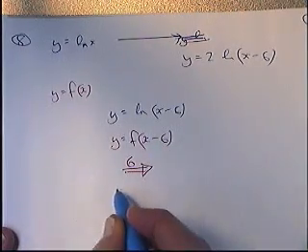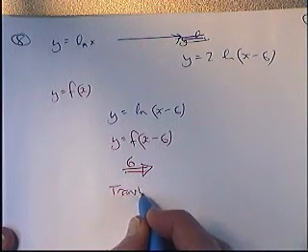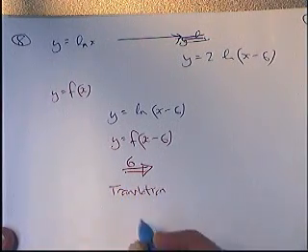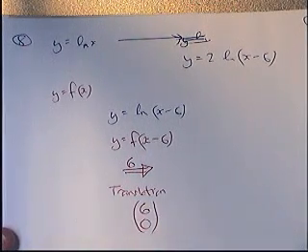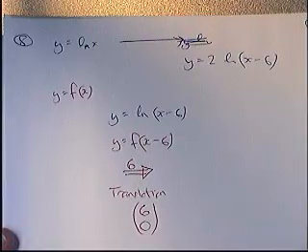So the proper way of describing that is a translation. And it's a translation of 6 units to the right and none up or down. So translation vector of (6, 0).